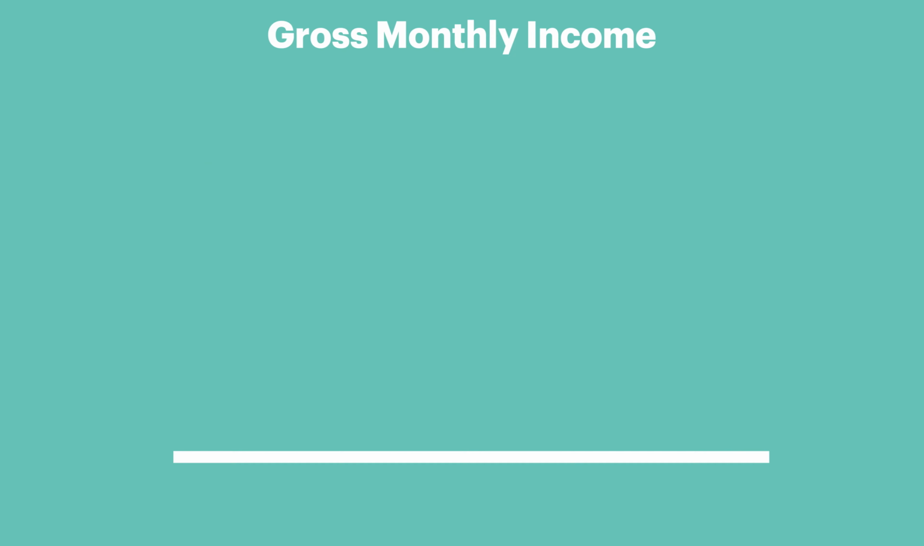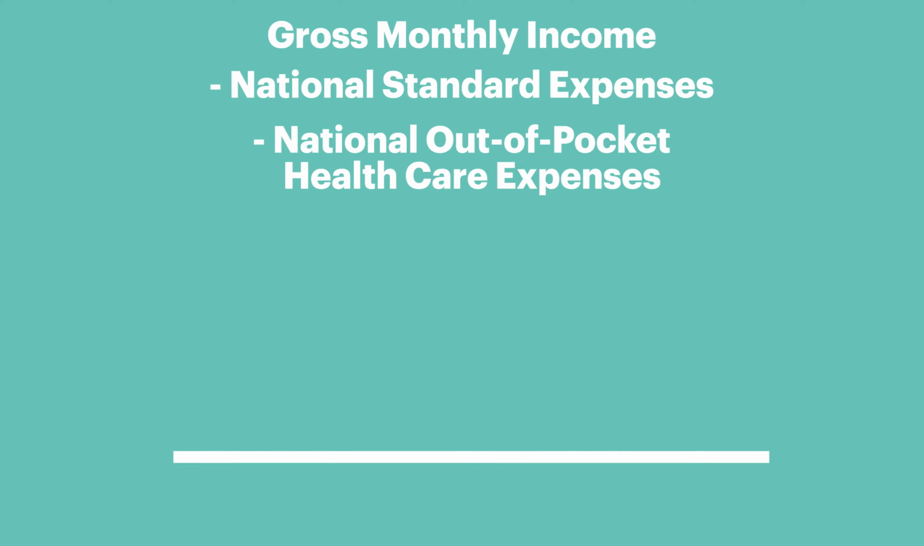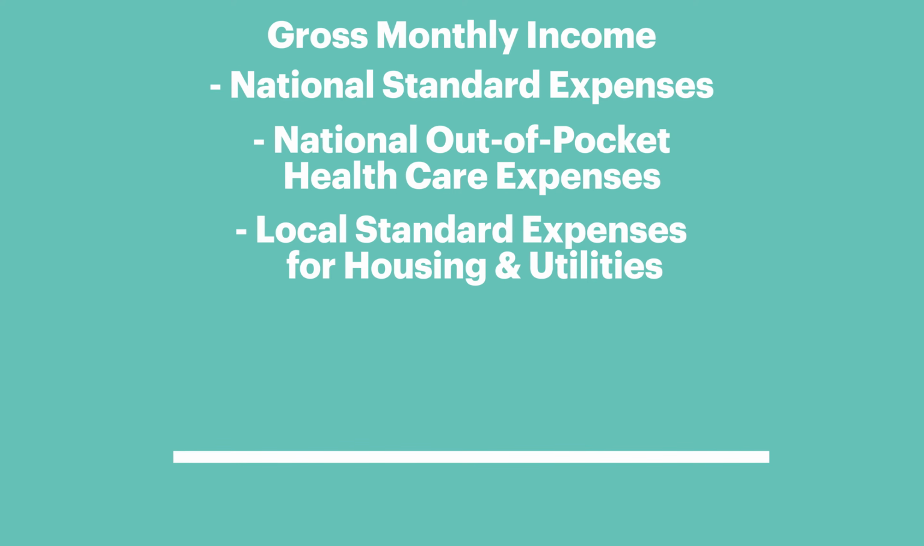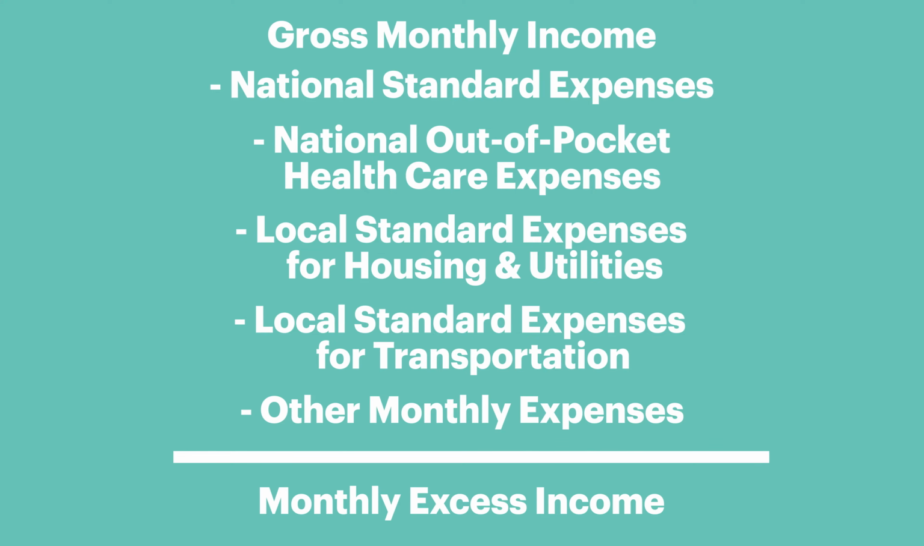Later in this video, I'm going to go into detail and break down the components of this, but here is the general formula for calculating your monthly excess income, i.e. coming up with the income component of your reasonable collection potential. Here it is. First, you take your gross monthly income, less the national standard expenses, and I will explain what each one of these line items is later in this video, less the national out-of-pocket healthcare expenses, less the local standard expenses for housing and utilities, less the local standard expenses for transportation, less other necessary monthly expenses, equals monthly excess income. Okay, and that's the monthly income you have to calculate and multiply by either 12 or 24.